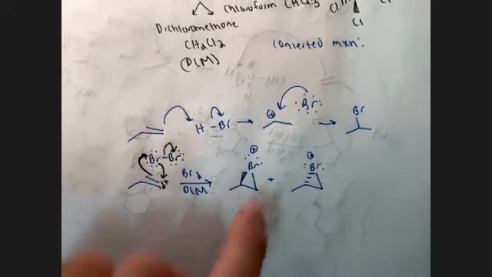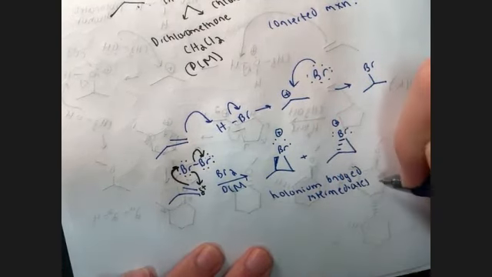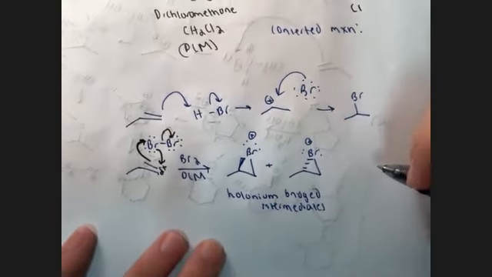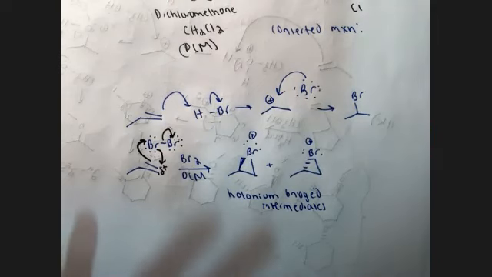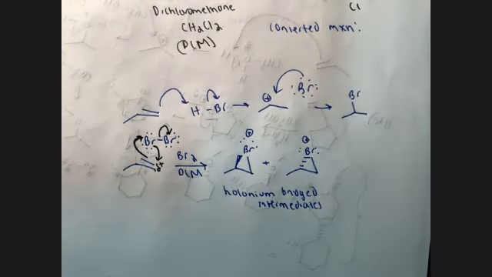The name of these intermediates is kind of important. These are halonium bridge intermediates. These are not carbocations, so there's a difference here. This is the first reaction, reaction 4, where we do not see any carbocations. We see a halonium ion, but we don't see a carbon with a positive charge.